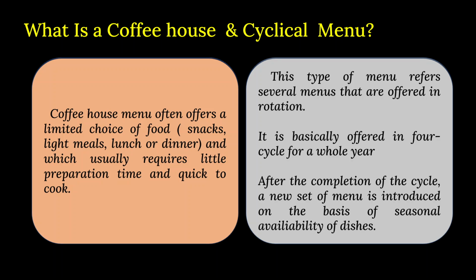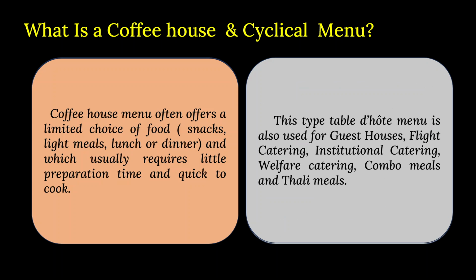This type of menu refers to several menus that are offered in rotation. It is basically offered in 4 cycles for a whole year. After the completion of a cycle, a new set of menu is introduced on the basis of seasonal availability of dishes. That is well understood. This type of table d'hote menu is also used for guest houses, flight catering, institutional catering, welfare catering, combo meals and thali meals. This cyclic menu is normally available in these areas.